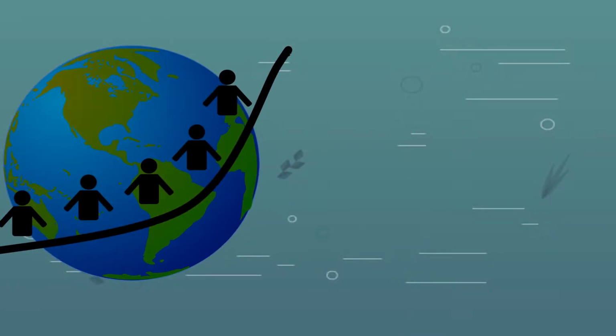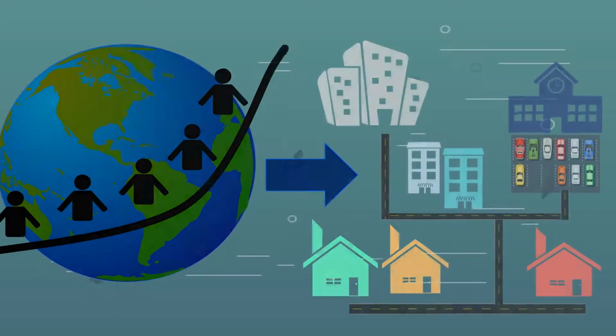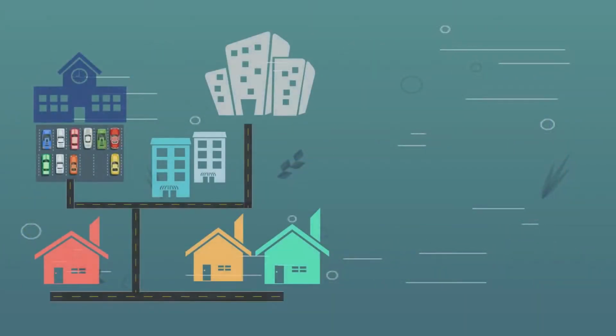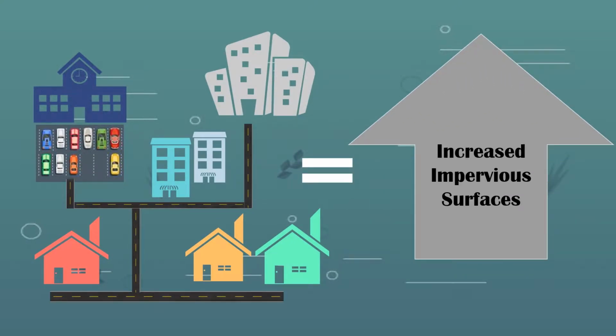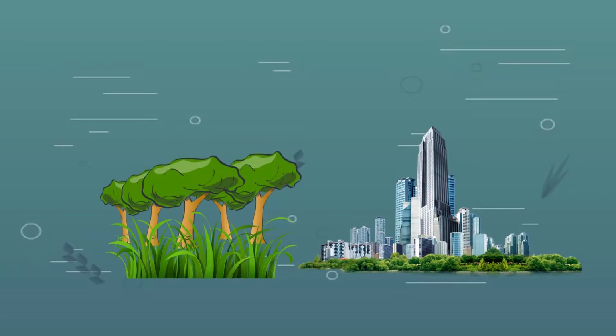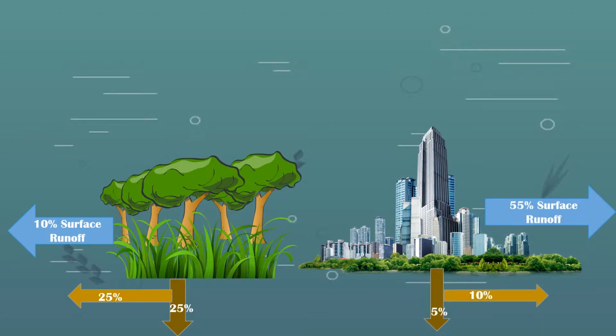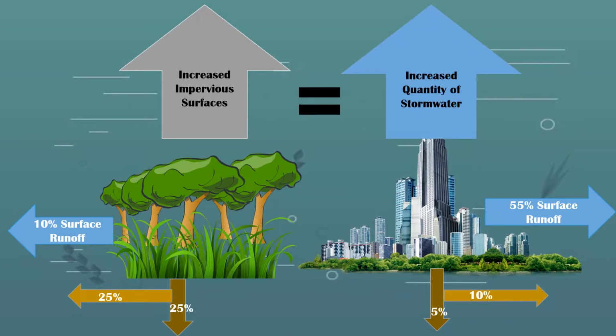Another effect of more people and urbanization, and therefore more buildings, are increased impervious surfaces, meaning that water can no longer infiltrate or soak into the earth like a sponge. This increase in impervious surfaces can result in a 45% increase in surface runoff, with only 15% of precipitation infiltrating into the ground. Increased impervious surfaces, increased stormwater.